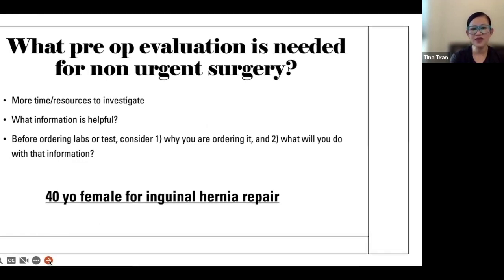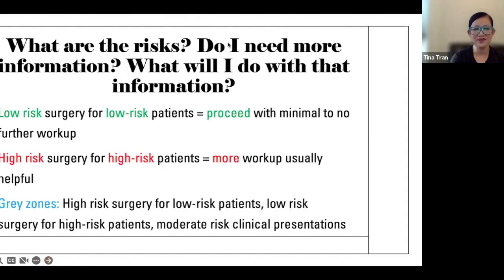Checking a CBC for hemoglobin and to rule out any infections. Yes, absolutely. That's also very important. And also, I would say, just like you guys did for the emergency patient, talk to the patient. If you have any concerns, you can also call the patient the night before and have a discussion. In general, what you want to know by asking these questions are, what are the risks? Do I need more information? And if I do need this information, how is that going to affect my anesthetic and clinical care?